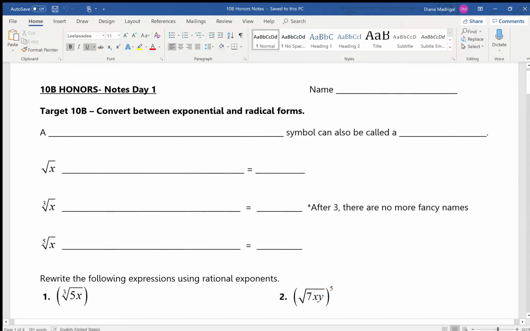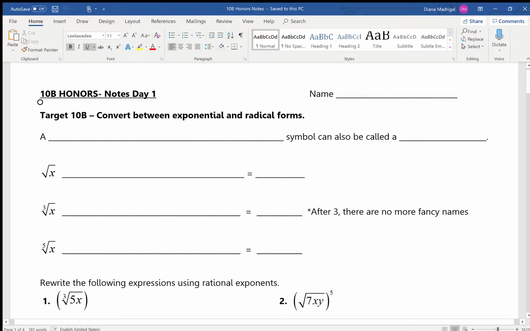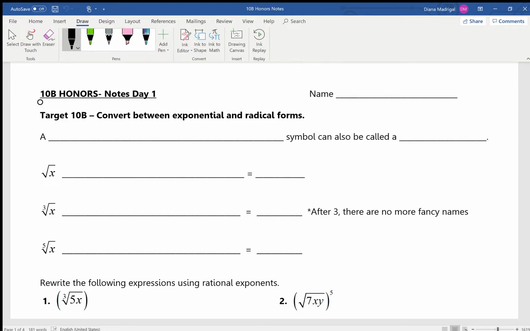All right, so we're gonna be talking about radicals. Okay, so we talked about exponents already. Now we're gonna talk about radicals. Okay, so let me get my pen so I could draw in here. Oh, there you go. All right, so it says a square root or a radical.